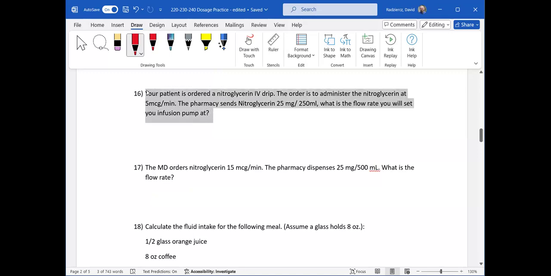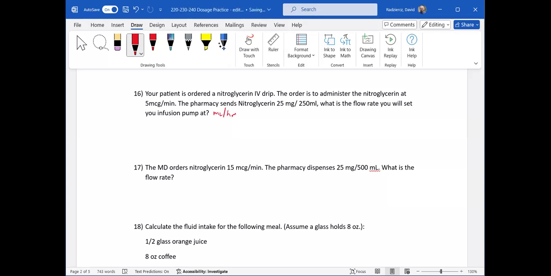Why don't we work through number 16, or I'll work through number 16 and 17, just so you can see, because I think you probably saw nitro drip last semester as well. So with this one, basically, they're just asking you to set the infusion rate based off of what you can program into the infusion pump. If they don't tell you anything other than to set the flow rate in the infusion pump, your default should be to calculate milliliters per hour.